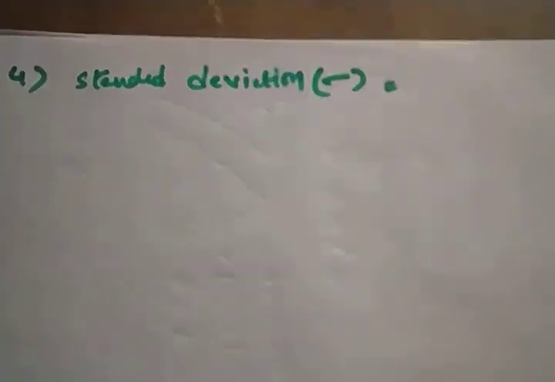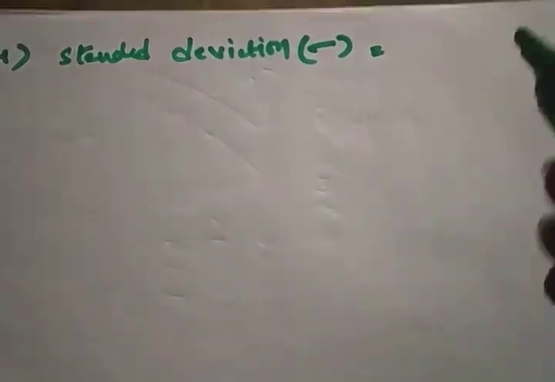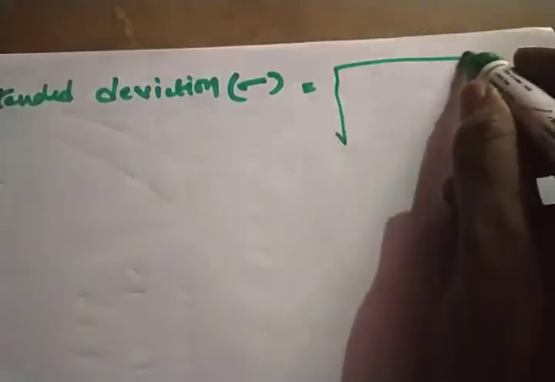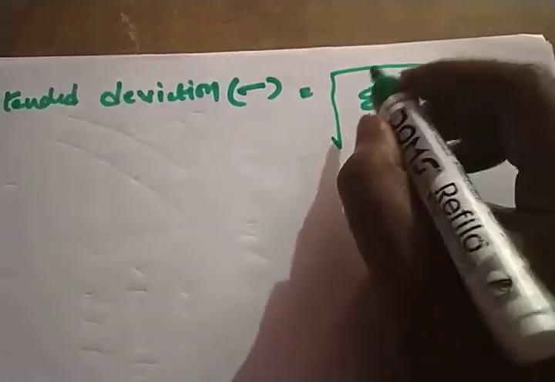Right? Now, from here, there are a little bit tricky formulas. You have to analyze them. The fourth one is the standard deviation. It can be denoted by the sigma value. Standard deviation is denoted by sigma.